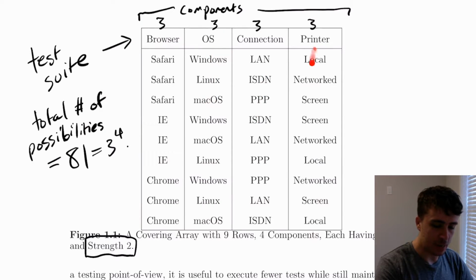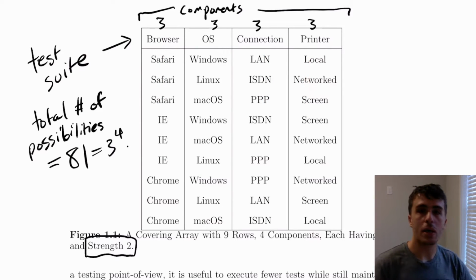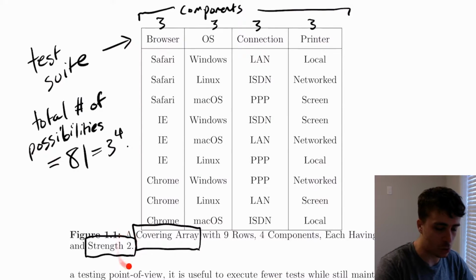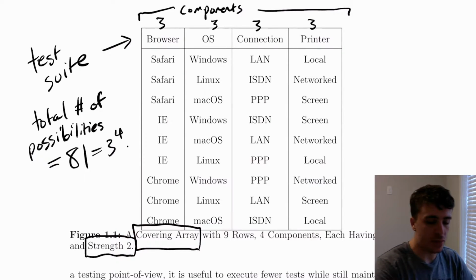As long as they all appear, then that's good. We can check this pair. We can check this pair. We can check this pair. If we check every possible pair and all of the 9 things appear at least once, then we call this thing a covering array of strength 2. If I went to strength 3, then I would need to check all choices of 3 components at the same time.